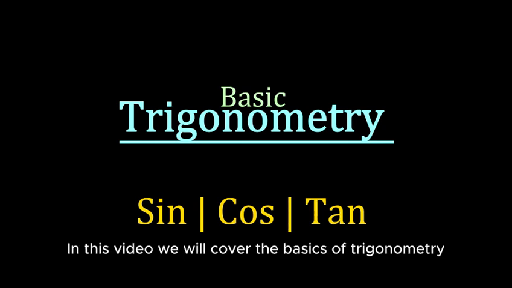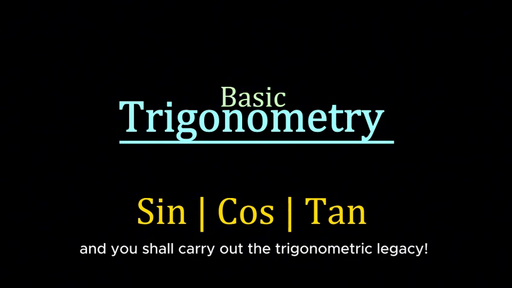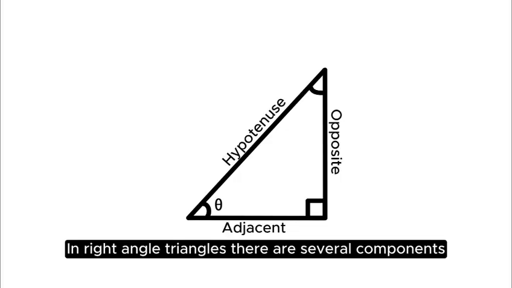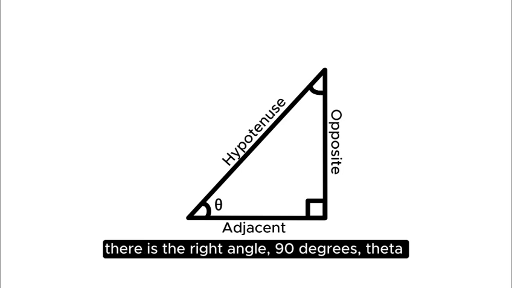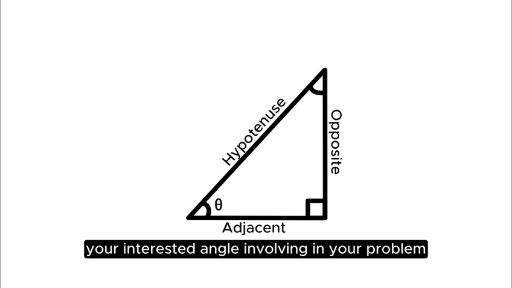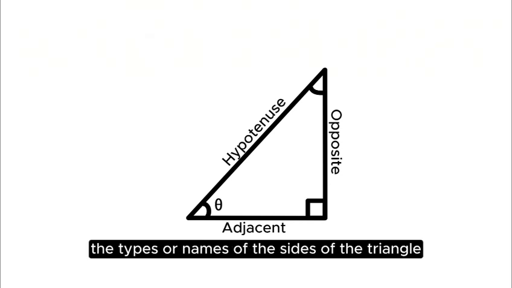In this video, we will cover the basics of trigonometry in right-angled triangles, and you shall carry on the trigonometric legacy. In right-angled triangles, there are several components or labels that you need to know. There is the right angle, 90 degrees, theta, the angle of interest, and the angle you're not interested in. Then, once you know where theta is, your angle of interest in your problem, you figure out the types or names of the sides of the triangle.